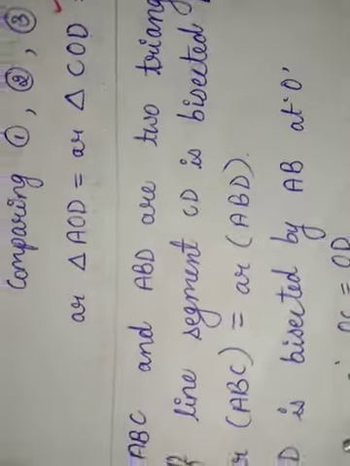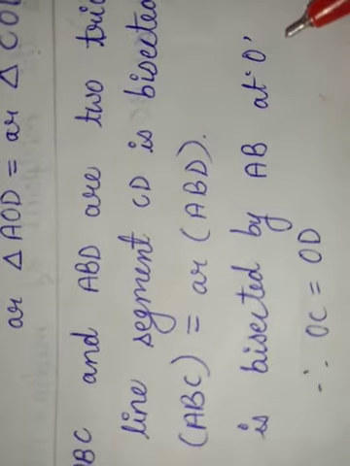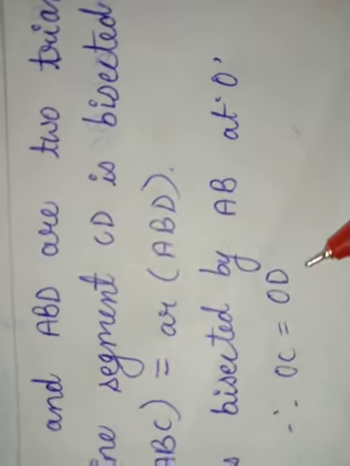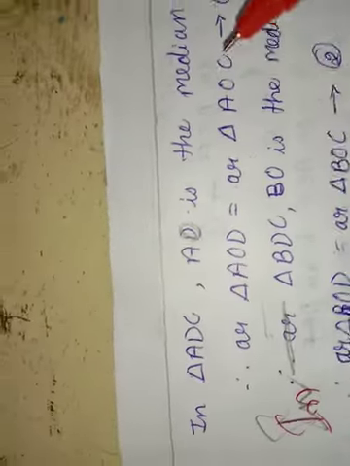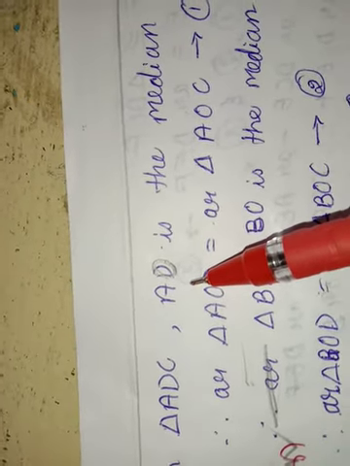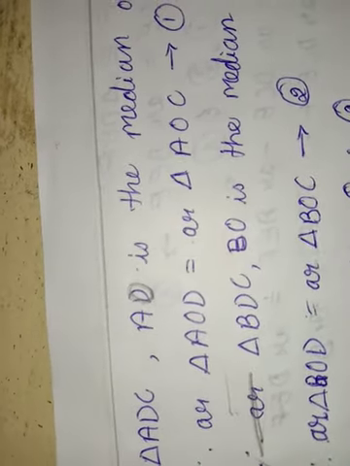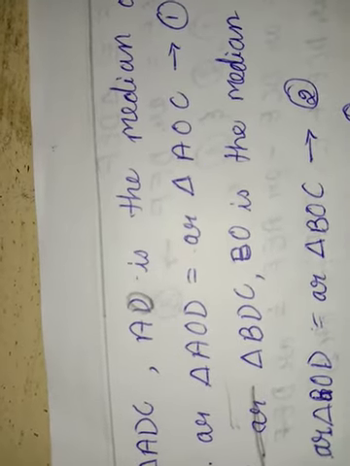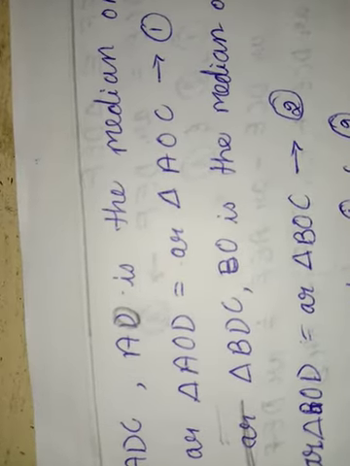Show that area of triangle ABC is equal to area of triangle ABD. CD is bisected by AB at O, therefore OC is equal to OD. Now in triangle ADC, AO is the median on DC, therefore area of triangle AOD is equal to area of triangle AOC.